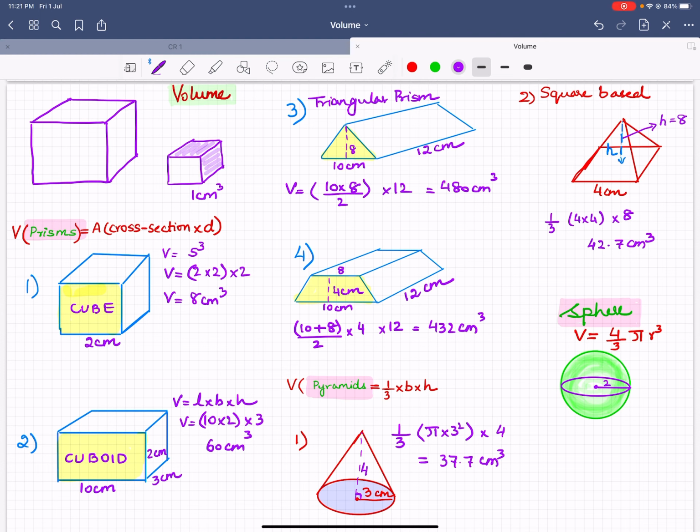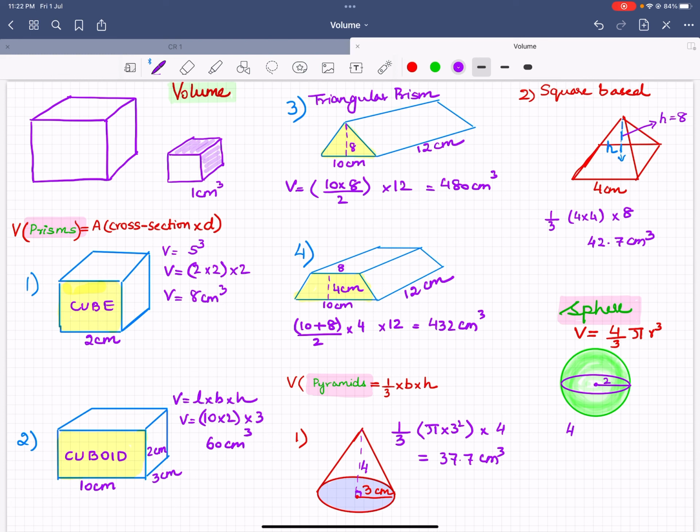Now we come to a unique shape, which is a sphere, and it has its own formula for volume. So sphere is like a ball, a complete 3D shape. Now on the paper it may look like 2D, but it's like a complete football. And the volume of the sphere is 4/3 pi r cube. So all we need to do is to plug in the value of the radius. 4/3 multiplied by pi multiplied by 2 cube. And that gives us the answer.